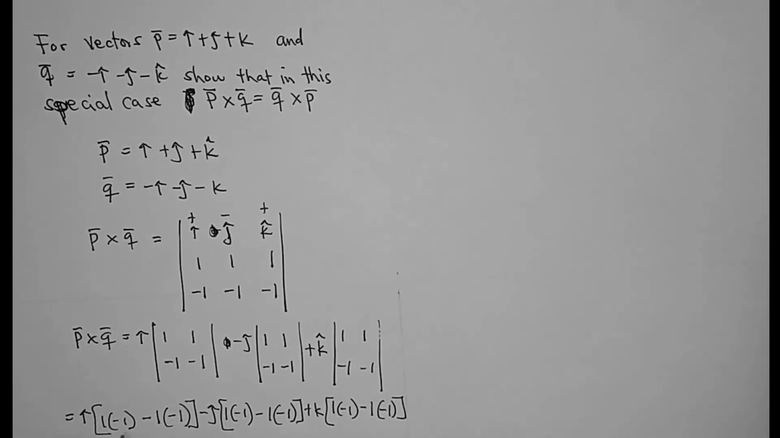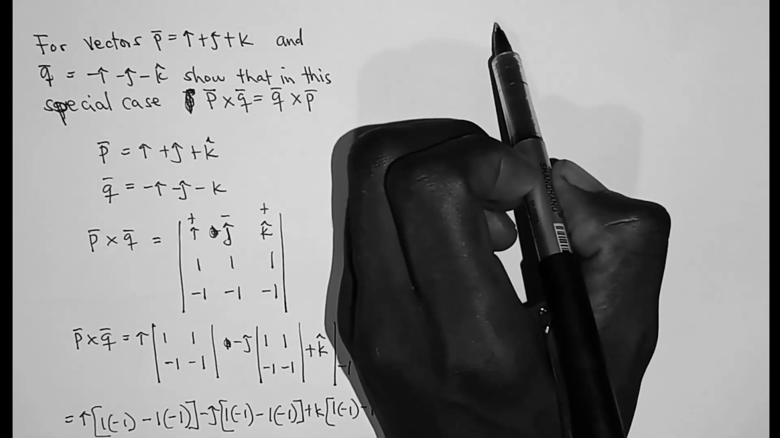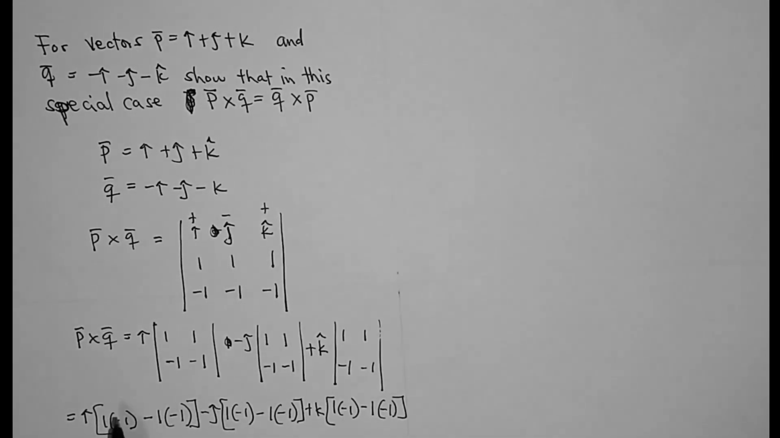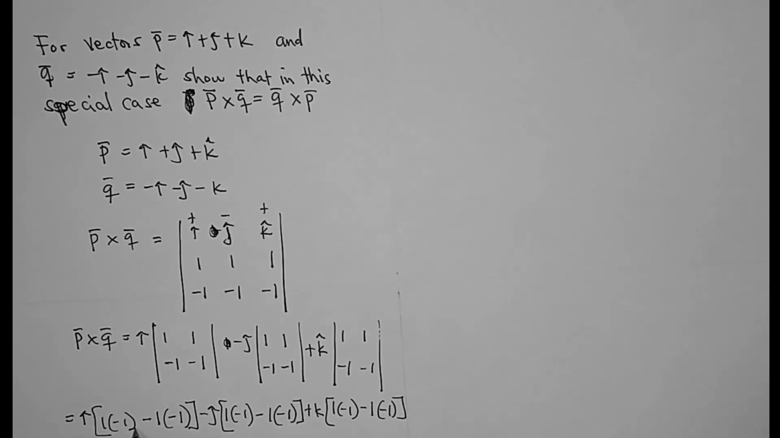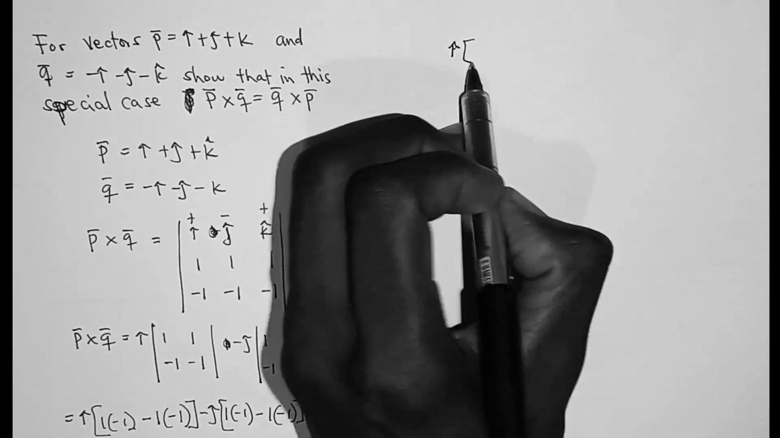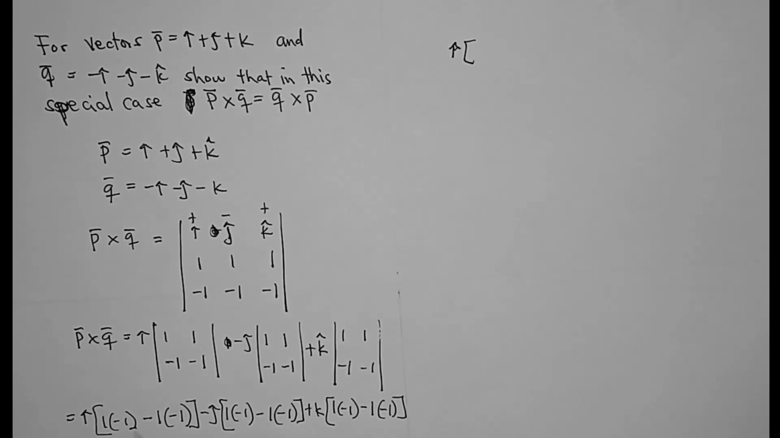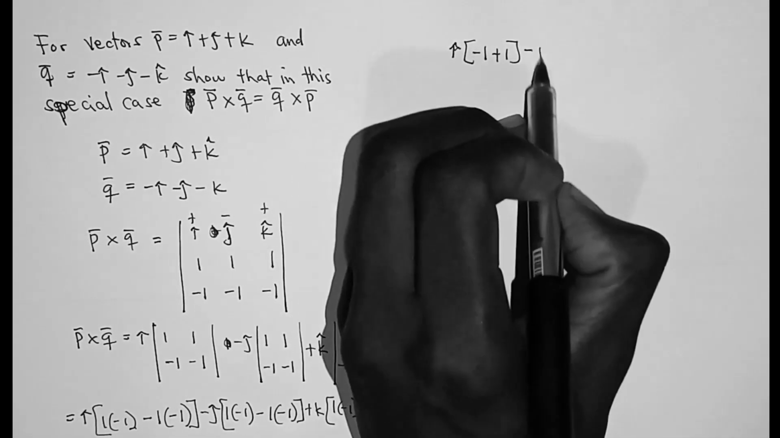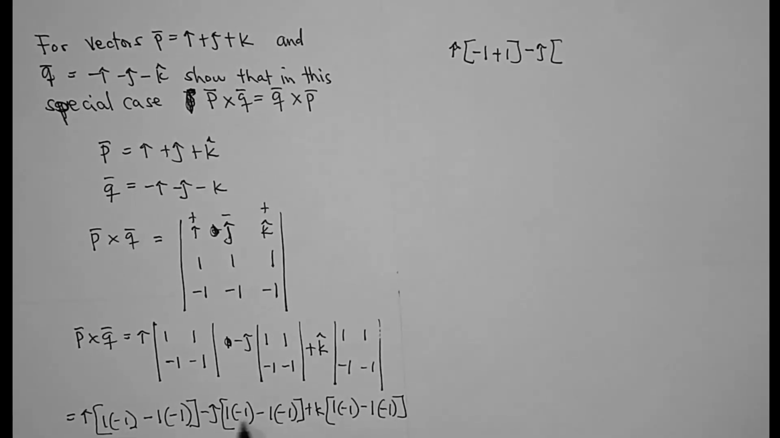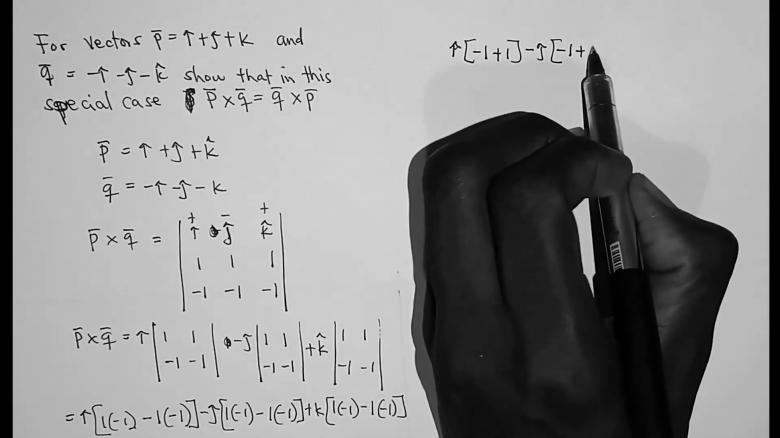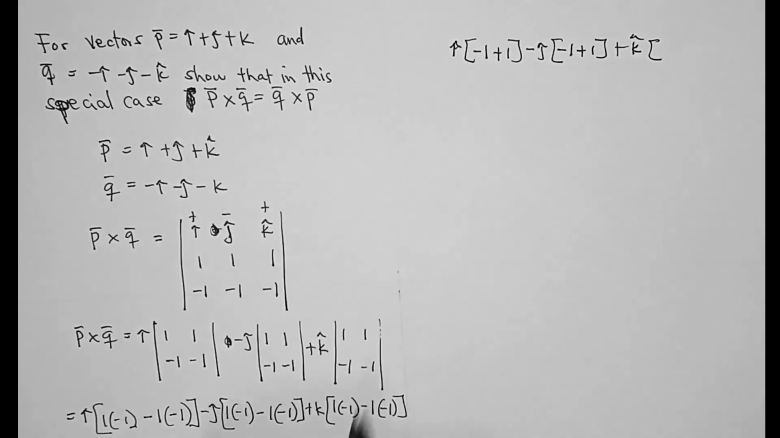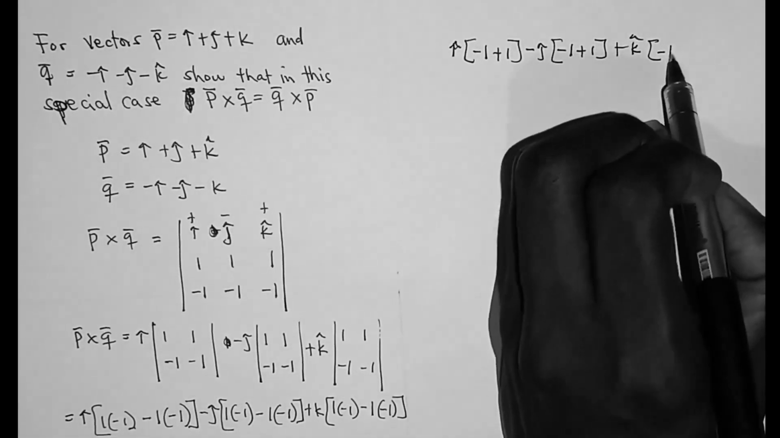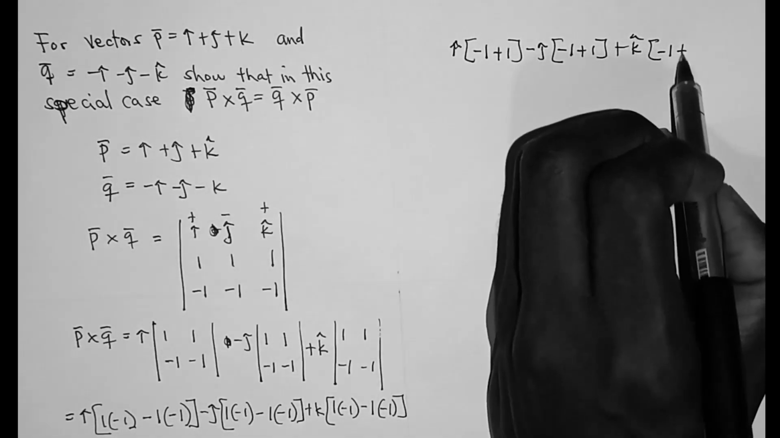So let me continue from here. Let me first bring i. 1 times minus 1 is minus 1. Then minus 1 times minus 1 is plus 1. Minus j. 1 times minus 1 is minus 1. And then minus 1 times minus 1 is plus 1. 1 times minus 1 is minus 1. Minus 1 times minus 1 is plus 1.